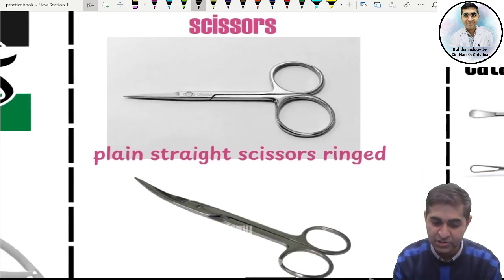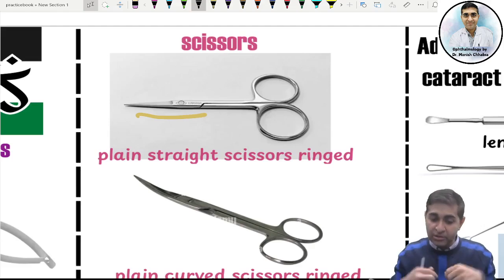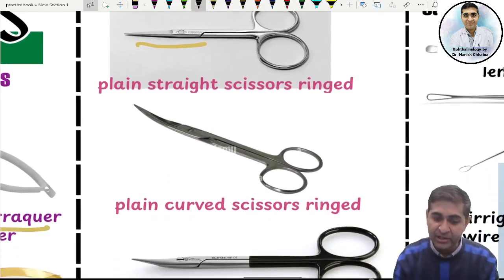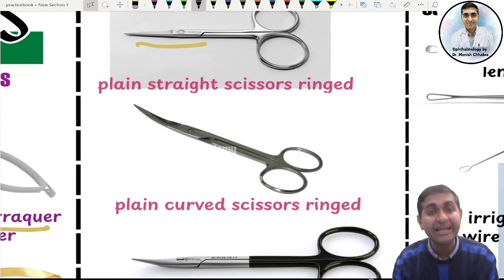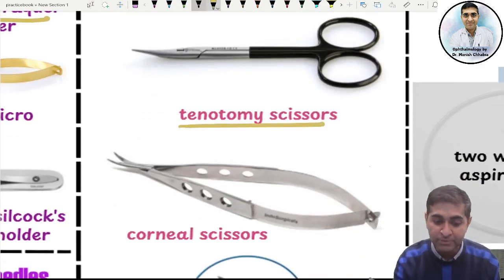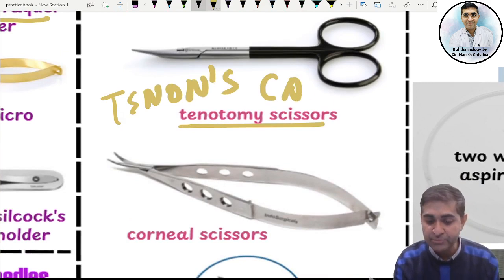Yes, scissors. You can use scissors to cut any structures. You can use the scissors to cut the drape sheet. And then there are different forms of scissors. One can be a plain straight scissor, another can be a curved scissor, like this. Then the tenotomy scissor. The use of the tenotomy scissor is to cut the Tenon's capsule. Yes, Tenon's capsule, you know.